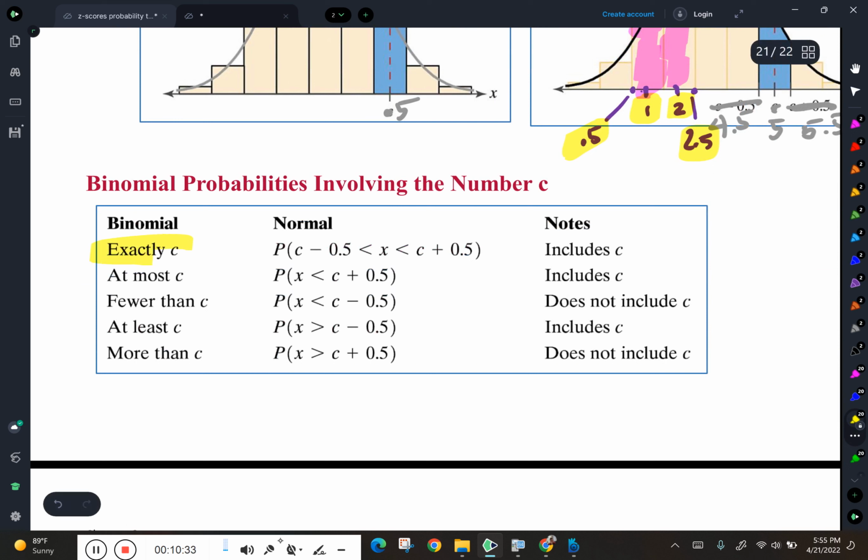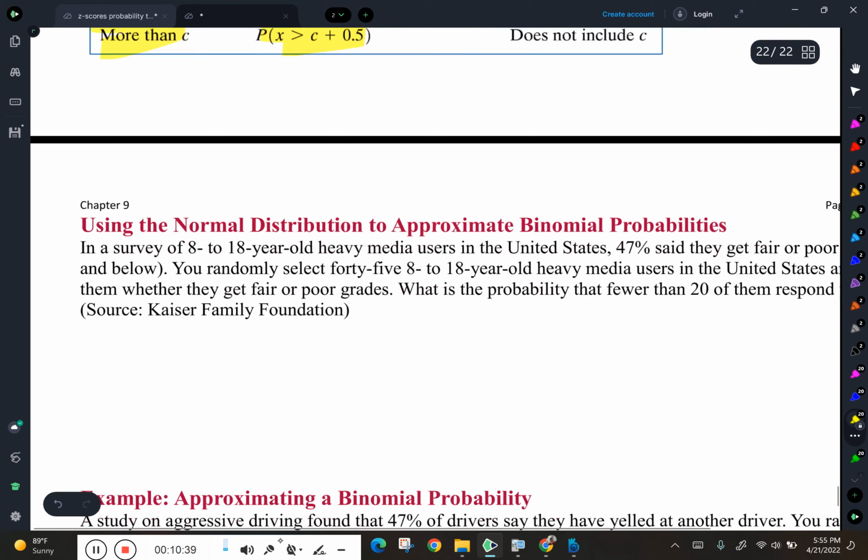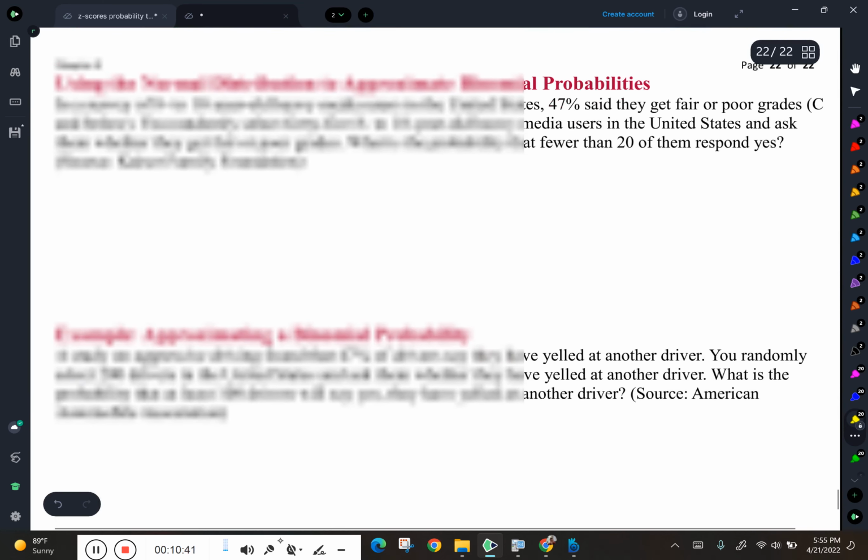So these were the binomial words. These are the normal approximation adjustments. Okay? All right, let's take a look at an example. Let's actually work it out from start to finish.